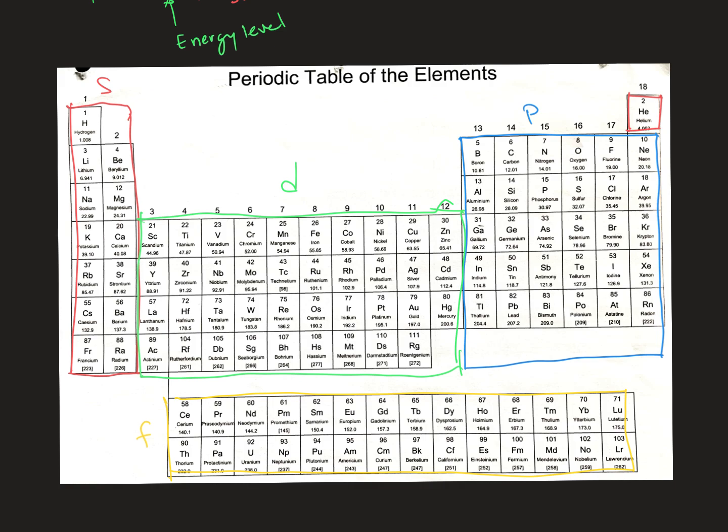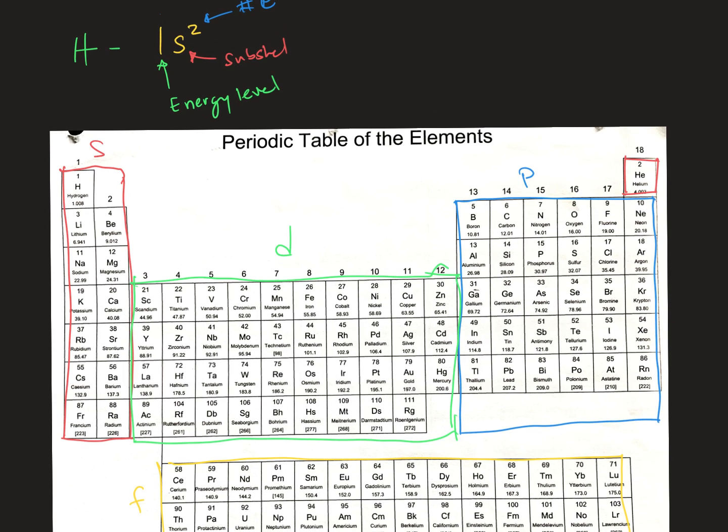So let's think about the electron configuration for helium. It's in period 1, not group 1. So it's in energy level 1, right? And the first 2 electrons are part of the S orbital, or the S subshell. And how many electrons are in that 1s? Count them. 1, 2. So that's the electron configuration for helium. You with me? I'll do a few more, and then we'll stop.